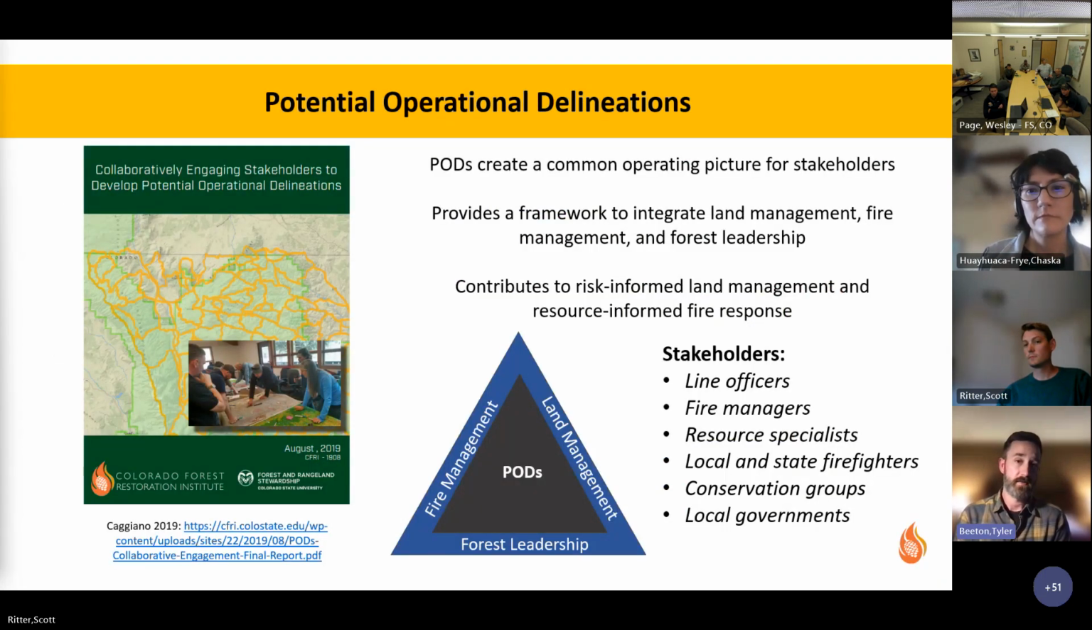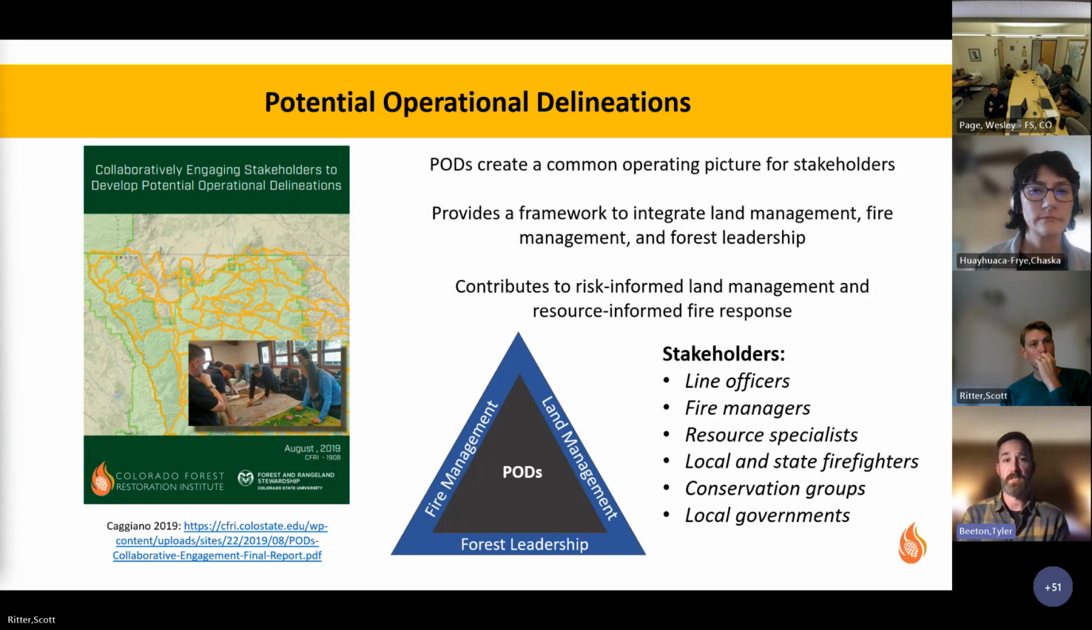And just the final slide to wrap it up, and then I'll hand it back over, is that pods create this common operating picture for stakeholders, those that have fire management background and knowledge and those that don't. We're often told that pods is a very intuitive concept. And again, fundamentally, it's just about identifying those most effective control features on a landscape.